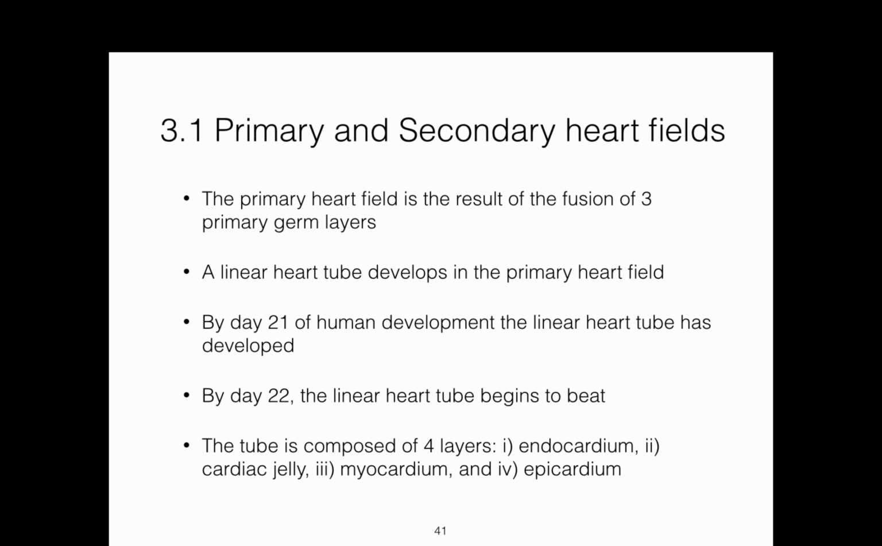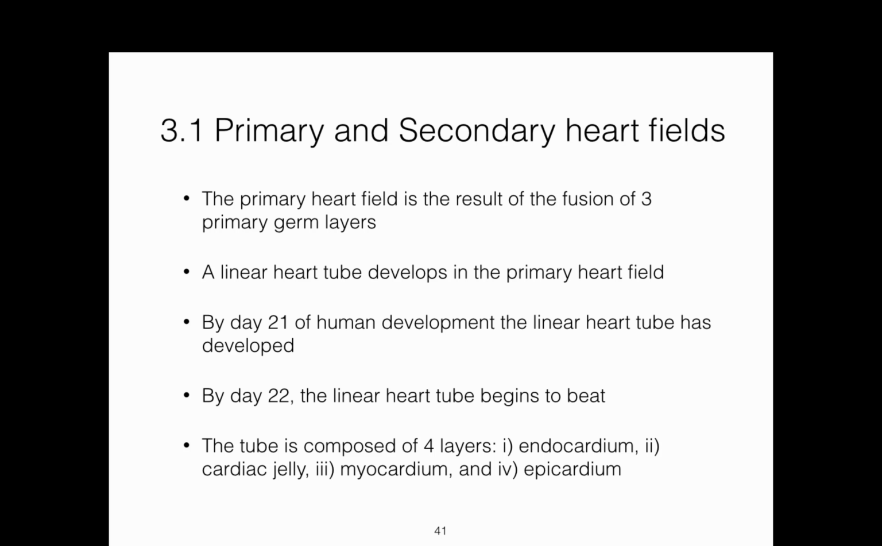The primary and secondary heart fields. The primary heart field is the result of the fusion of 3 primary germ layers. A linear heart tube develops in the primary heart field. By day 28 of human development, the linear heart tube is developed, and by day 22, the linear heart tube begins to beat.